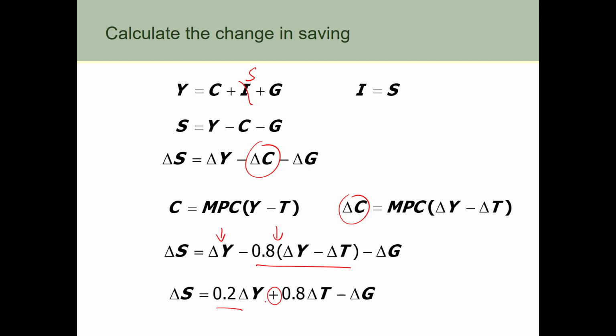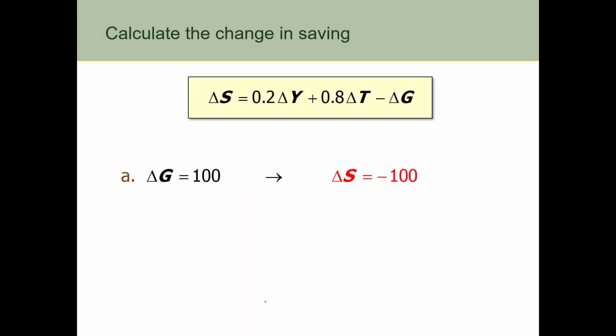We can answer parts A, B and C. Well, the first, A, was the change in government expenditure of plus 100. Well, here there's no change in tax and no change in national income. So the change in national saving is just equal to minus delta G, minus 100. Part B, change in tax of 100, delta Y is equal to 0, delta G is equal to 0. So our change in national saving is 0.8 times 100, 80.